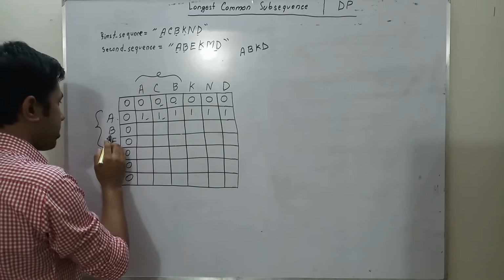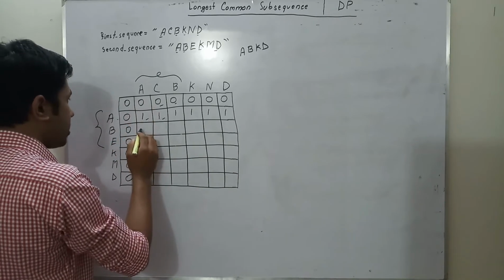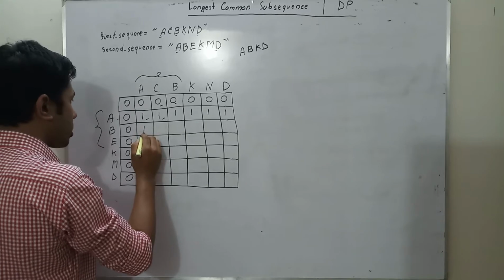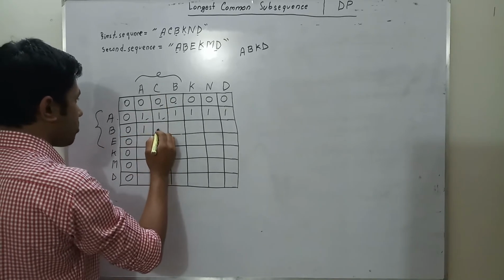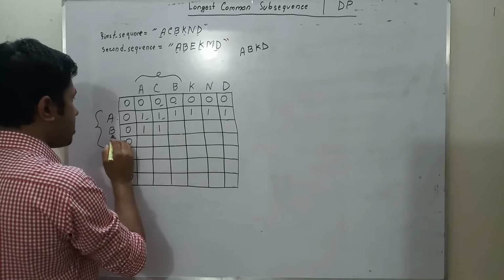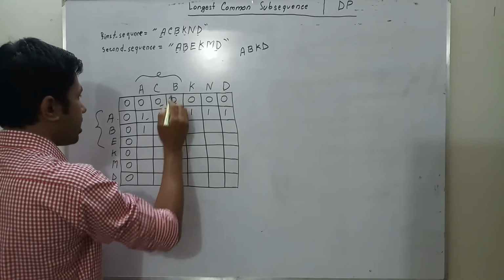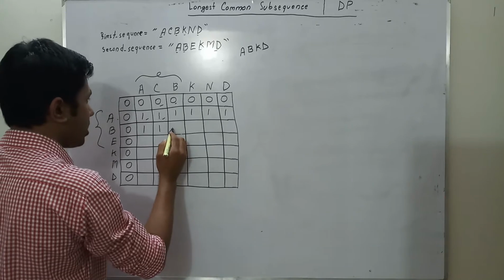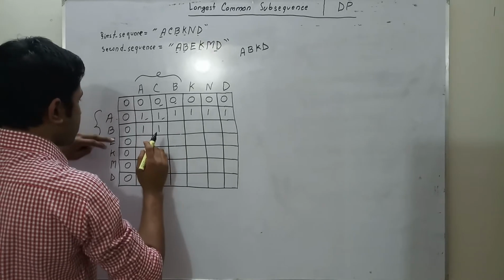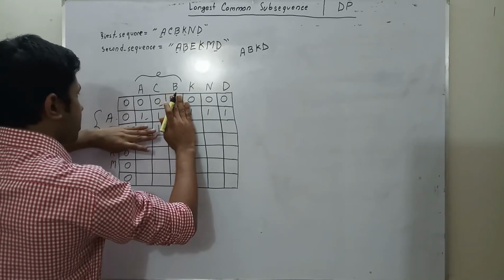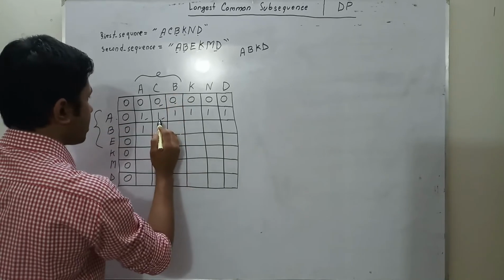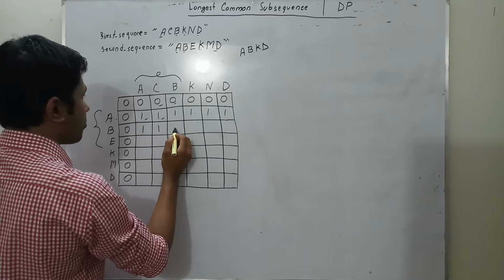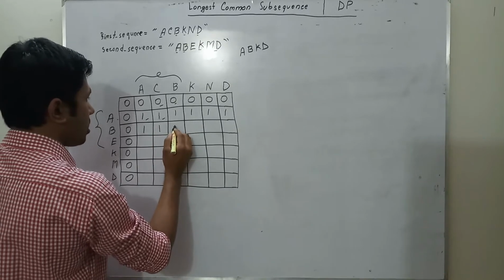Now for this row, here B didn't match with A, so the value of this field will be 1. B didn't match with C, so the value of this field will be 1. Here B has been matched with B, so the value of this field will be, see here, without this column and this row, the maximum value here is 1. So the value of this field will be this 1 plus 1 equal 2.